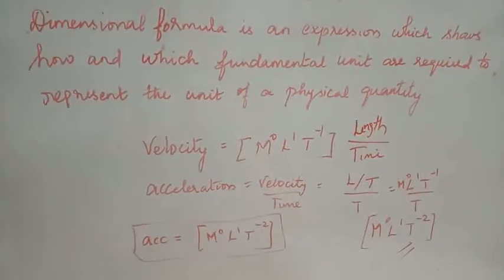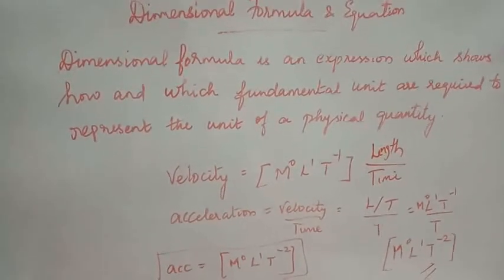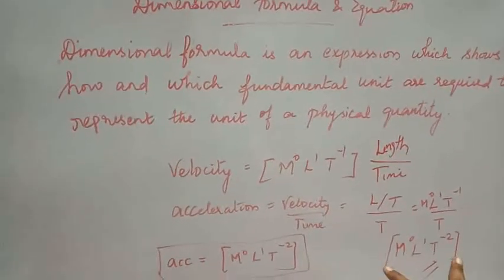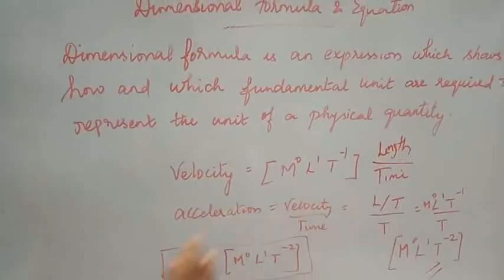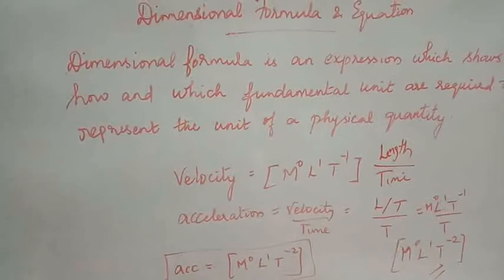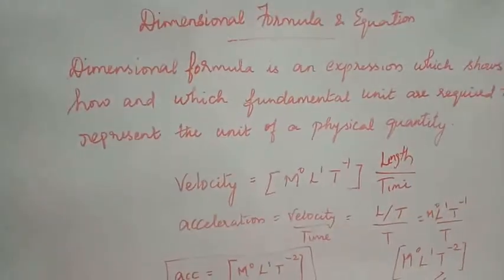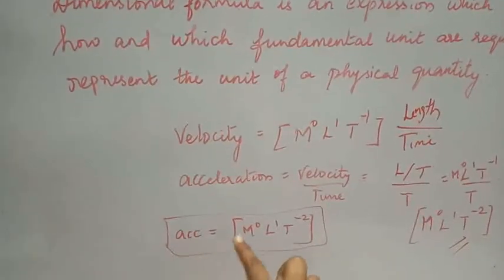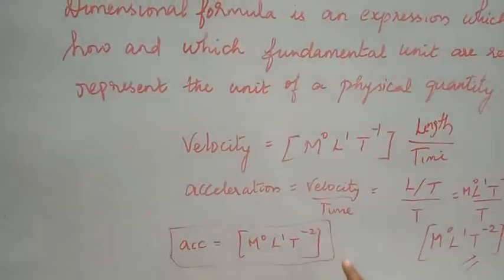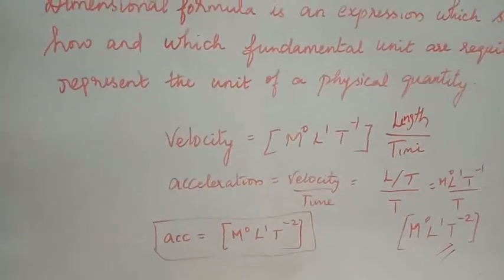When you represent it like this, this is called the dimensional formula. Instead, when you write this dimensional formula as an equation, with a left-hand side and a right-hand side, then that is called the dimensional equation. So acceleration is equal to the dimensional representation, square bracket M power 0, L power 1 and T power minus 2.